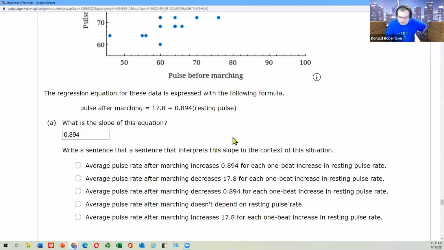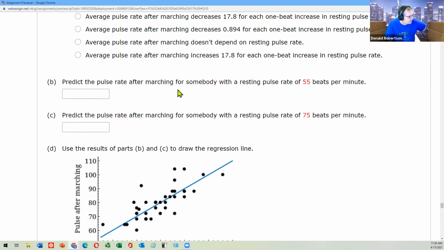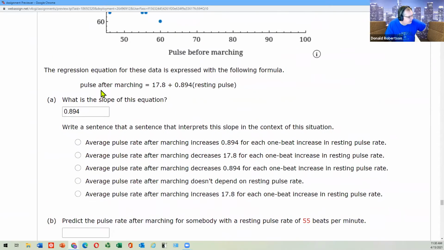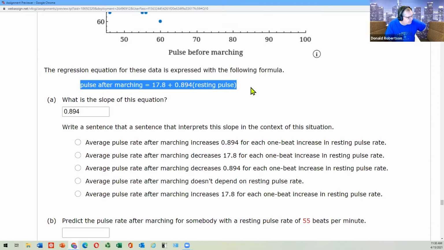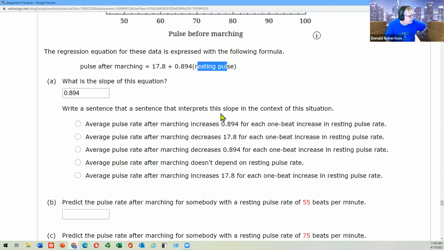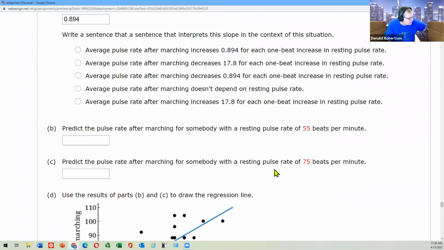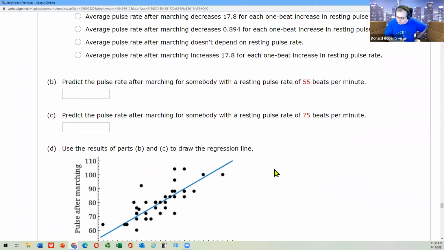Pretty standard question, right? And then it goes and says, well, what does that mean? And then it says, predict the pulse rate at 55. Can you imagine I just go to this equation and plug in 55 and get the answer? Do it at 75, well, plug in 75, get the answer. Kind of standard questions, right? No frills, pretty much what you get asked a lot.